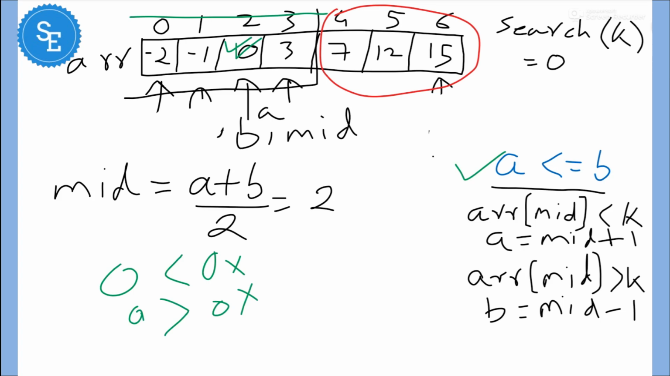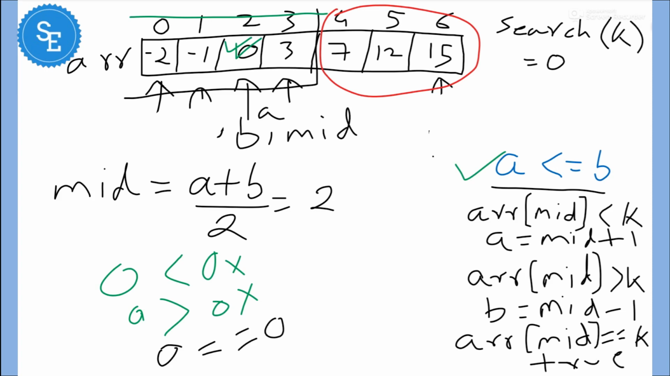So what we have to do now, we have the third condition, that is, ARR of mid is equal to my k value. If this is true, then I will be returning true. So 0 is equal to 0. This is the only condition that is true, and we just return true, and here is when the iteration stops. So this is how iteratively we can implement binary search.